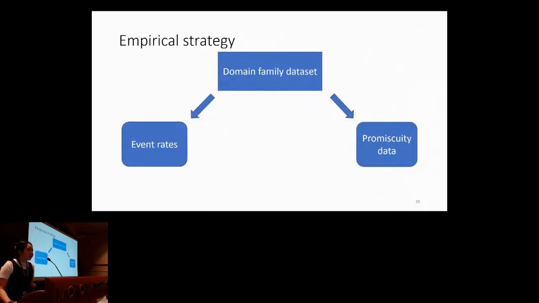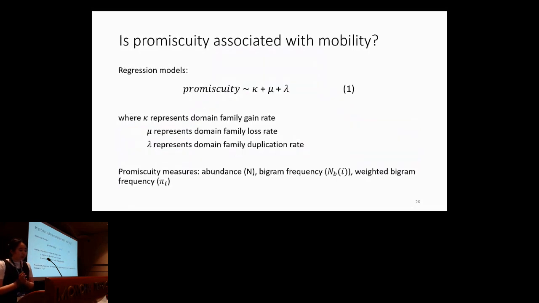So now that we have the inferred domain family event rates and the promiscuity values, we're ready to ask whether domain promiscuity is associated with mobility. For that, we use the linear regression model to determine whether domain event rates are predictive of domain abundance and domain promiscuity, and the significance of those relationships. The same analyses are repeated for domain length.